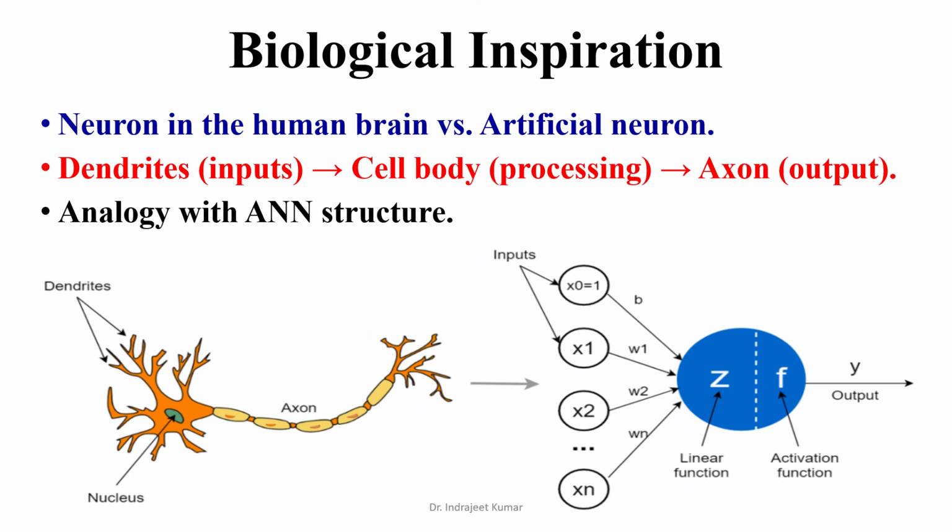Artificial neural networks are inspired by human brains. A neuron in the brain processes and transmits information. Similarly, ANNs use artificial neurons connected in layers to process data and learn patterns. In short, ANNs mimic the human brain structure to solve complex problems like image recognition and language processing.